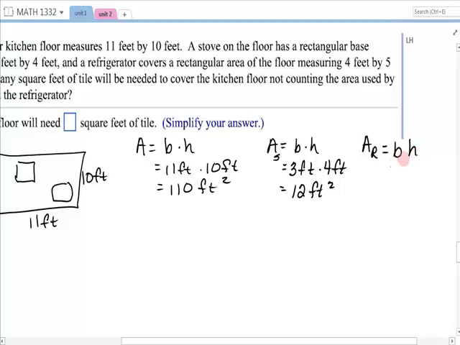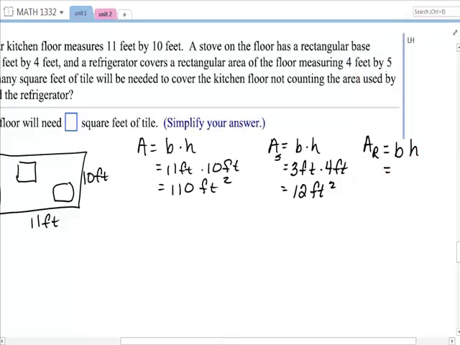Well, it's a rectangle. It's base times height. It is 4 by 5. 4 feet, and I keep leaving off that T, by 5 feet, which is 20 feet squared. So I know I don't need that much tile, and I don't need that much tile. How do I write it down if I want to leave a record of what I did?